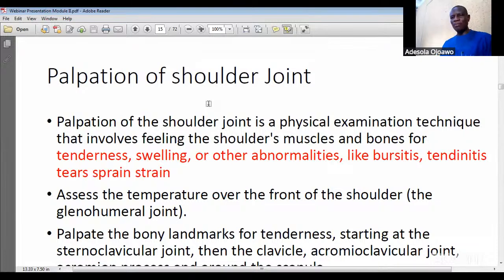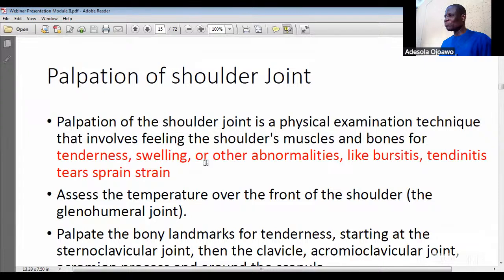Then we come to the palpation. You have seen it, but there are some things that you may not be able to observe physically when doing the examination. All of those are what you can see, but there are some that you may not be able to see. If you are not able to see it, then you go to palpation. It is a physical examination technique that involves feeling the shoulder muscles and the bone. You palpate for tendinitis, you palpate for swelling, you palpate for other abnormalities like bursitis, tears, sprain, and strain.